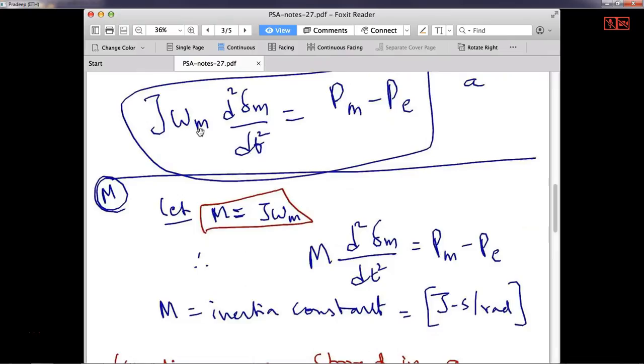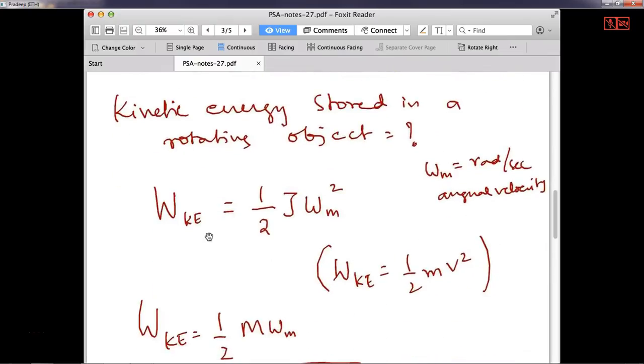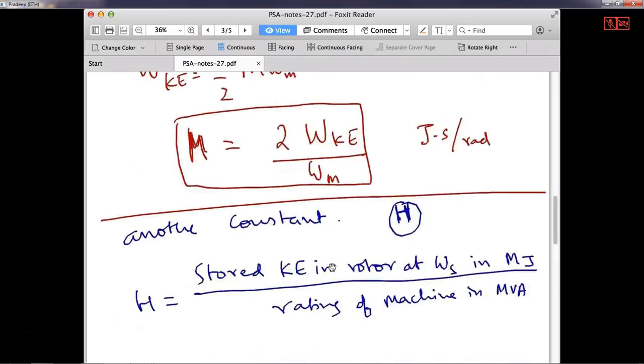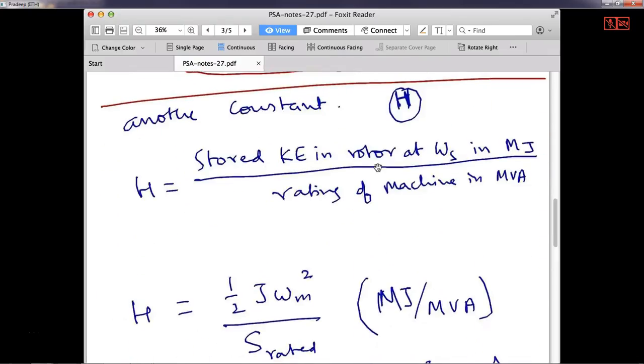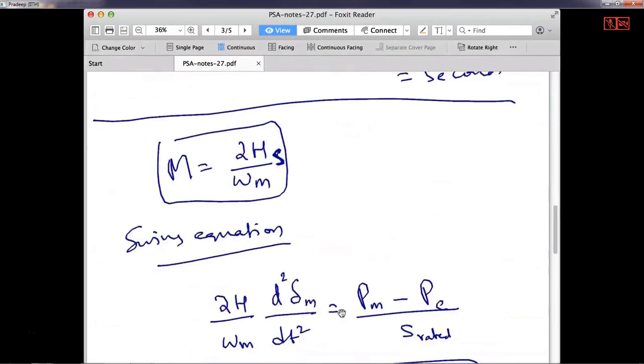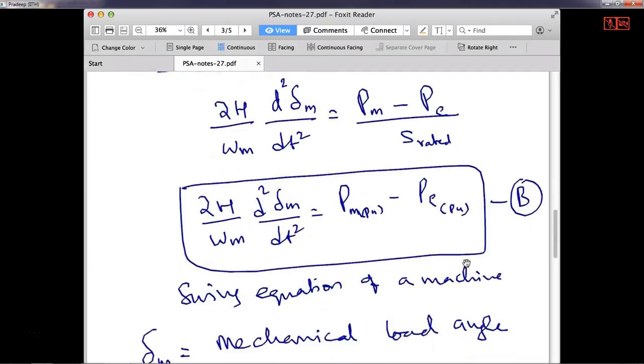Here, by simple substitution, J omega M I substituted with M. M is called the inertia constant. Then we also looked at the kinetic energy of a rotating object, and in terms of that I am defining M. Another constant is H, the stored kinetic energy in the rotor. So again I have this. By simple manipulations, finally I got this equation, that is 2H by omega m equal to this one, and S rated will become this one, and finally it will be in per unit.